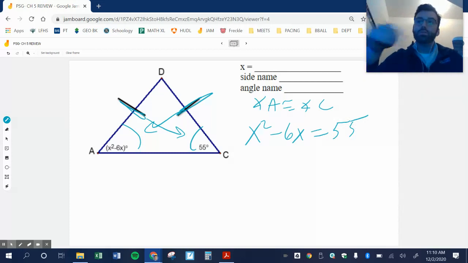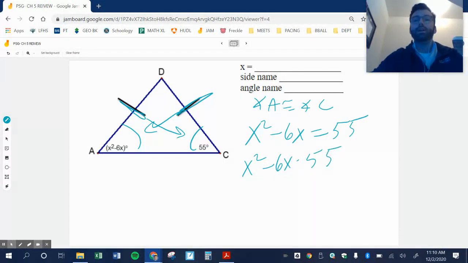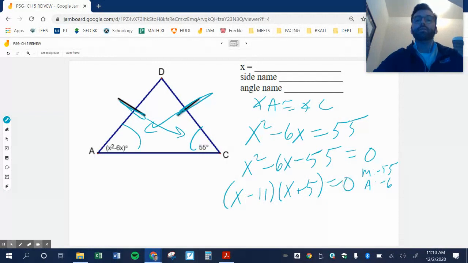And if that's true, I got to bring the 55 to the other side. Minus 55 equals 0. So I can factor. I need two numbers that multiply to negative 55 and add to negative 6. So those two numbers are 11 and 5. So that tells me that x equals 11 and x equals negative 5. Now the question is, which one works, or do they both work?